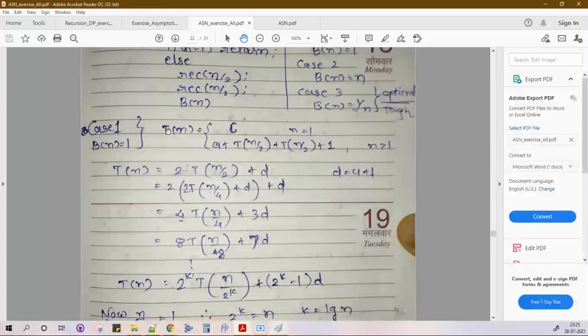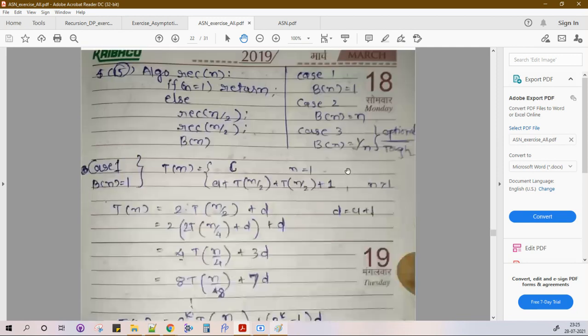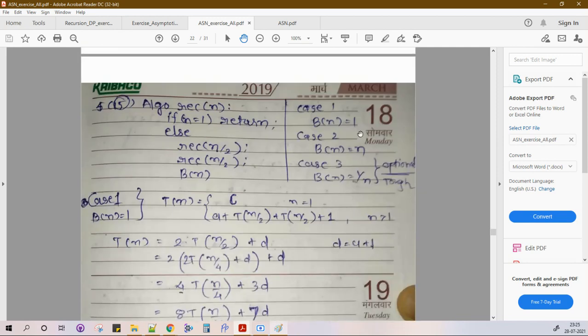I have a recursive equation like this: T(n) equals c if n equals 1. Otherwise it is 2 times T(n/2) plus d, right? So I am making two recursive calls. It is similar to merge sort, but not the same. And b(n) can be 1, n, or 1/n. This is optional actually. It was not given in the assignment, I just took it for adventure, and definitely it was adventurous.